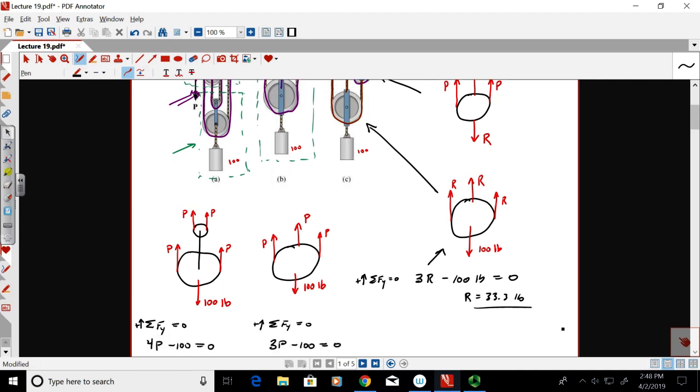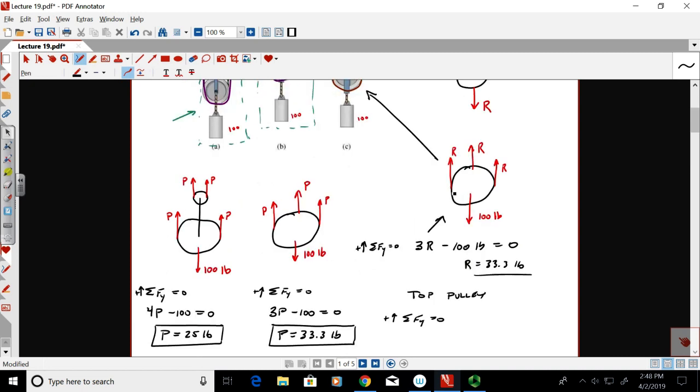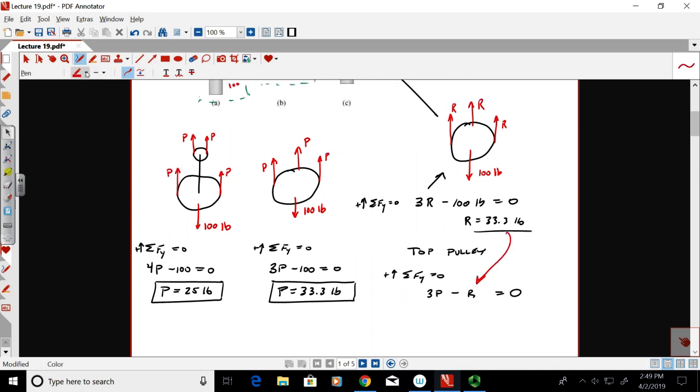But that's not the answer because now we have to look at the top pulley. If we look at the top pulley, right, and we say the sum of the forces in the y direction equals 0, up being positive, what do we got? Well, we got 3P up minus R equals 0, right? Well, we know R, we already solved it, 33.3 pounds. So then we go through there and substitute that in and basically divide it by 3, again. So basically, P is going to be equal to R divided by 3, which is going to be equal to 11.1 pounds.